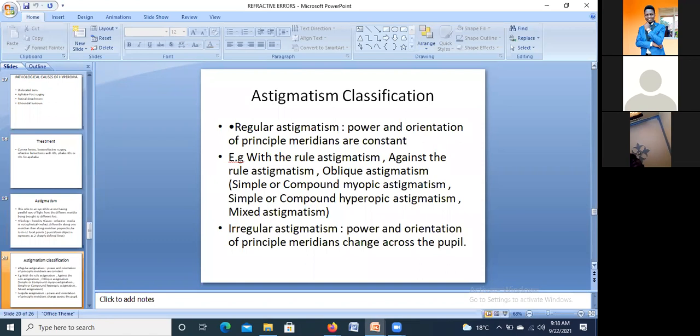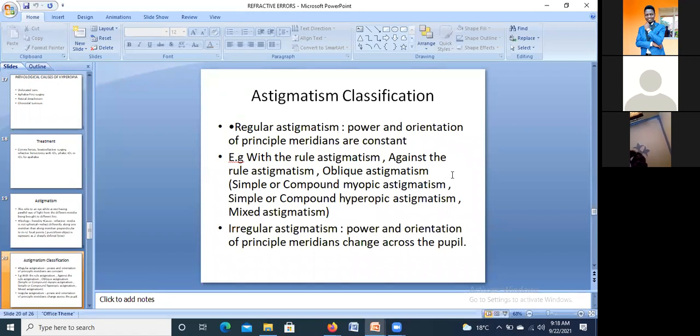We have three different types of astigmatism. One of them is the regular or simple astigmatism, where the power and orientation of principal meridians are constant. So normally they are always at 90 degrees, at a right angle. So there is astigmatism with the rule, which is astigmatism in the vertical meridian. And then there's astigmatism against the rule, where the astigmatism is on the horizontal meridian. So you can read about those ones because we don't have all the time.